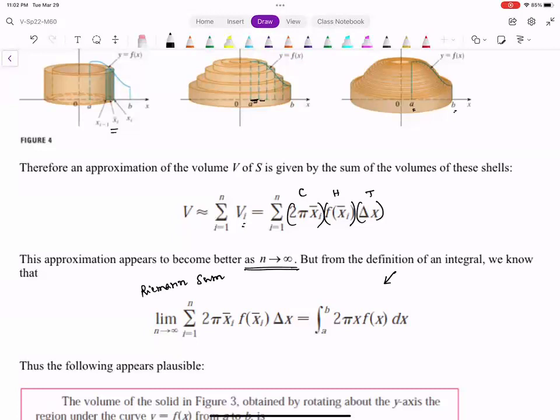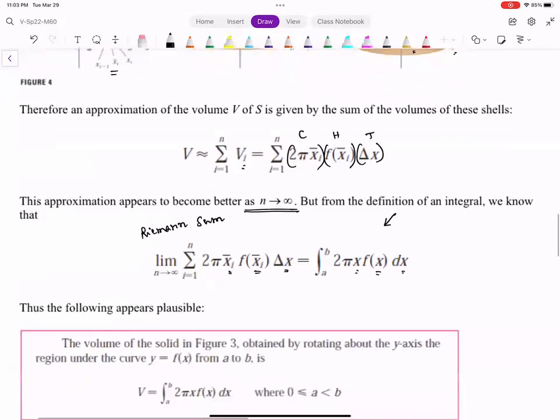The integral from A to B of 2 pi x f of x dx. The x_i bar becomes x in the integral, f of x_i bar in the Riemann sum becomes f of x in the integral, and delta x in the Riemann sum becomes dx in the integral. So the integral from A to B of 2 pi x f of x dx is the formula for the volume by cylindrical shells.